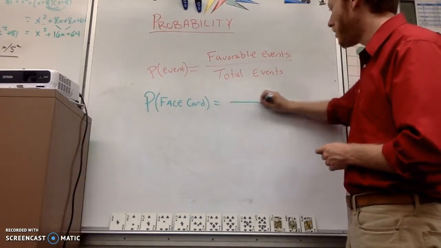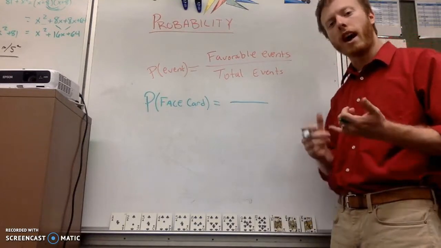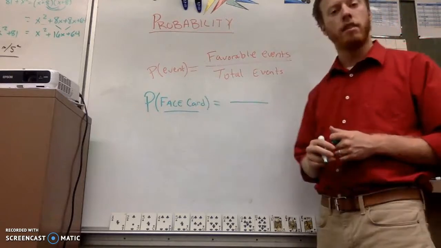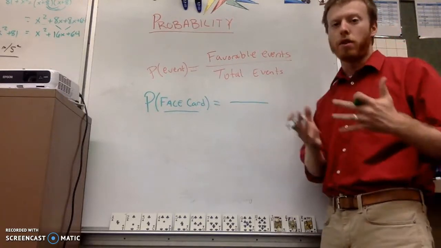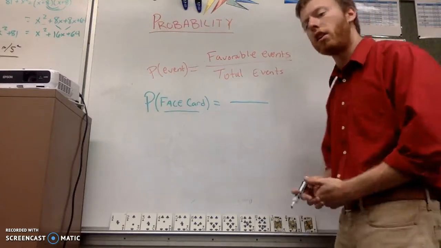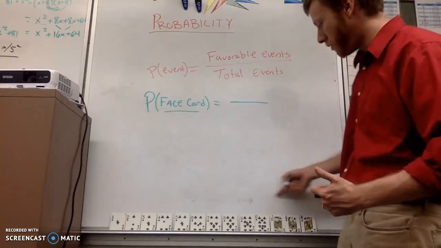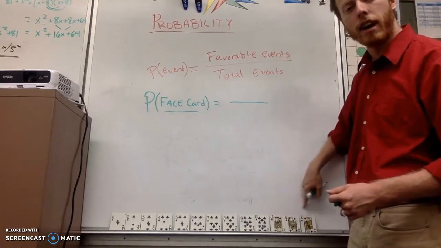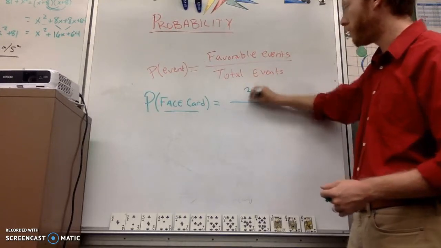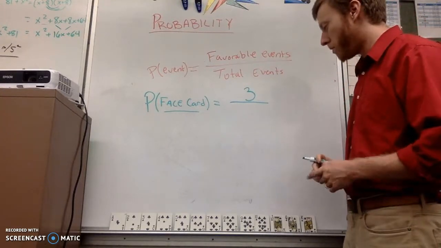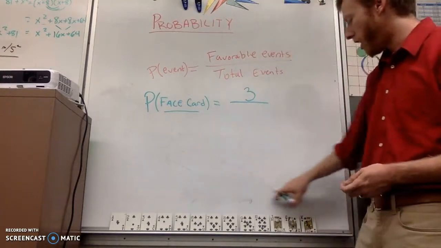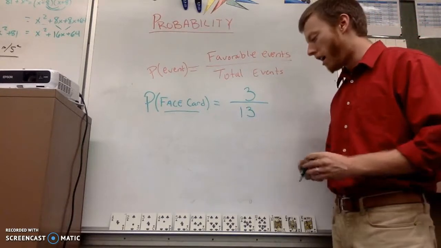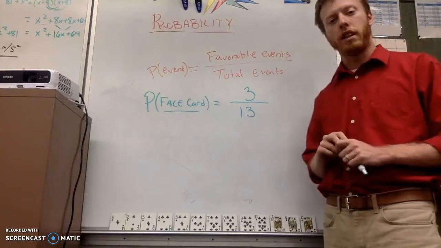In order to calculate the probability, what you want to do is count the number of favorable events, in other words, count the number of these guys, and divide that by the total number of possible events that could occur. If I were to pick a card at random, I've got 3 face cards, so I have 3 favorable events. In terms of total number, we have 13 different cards if you count them all up. So the probability of drawing a face card from the clubs is 3 out of 13.